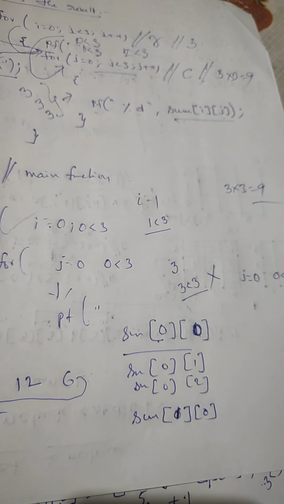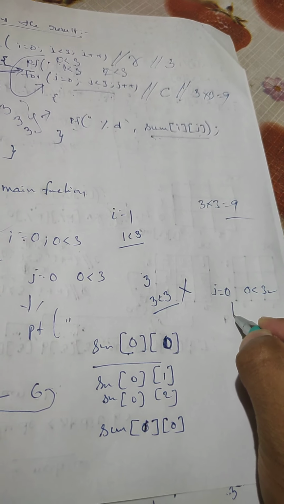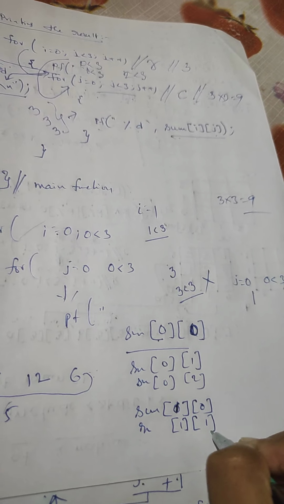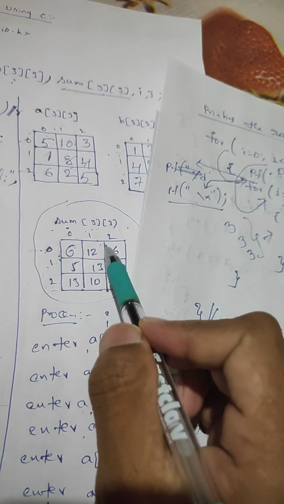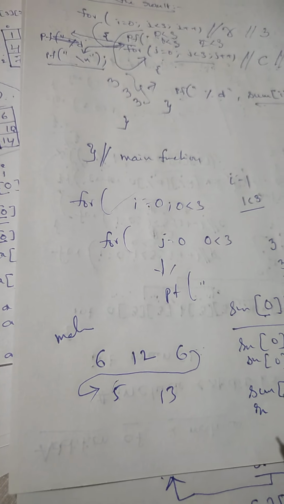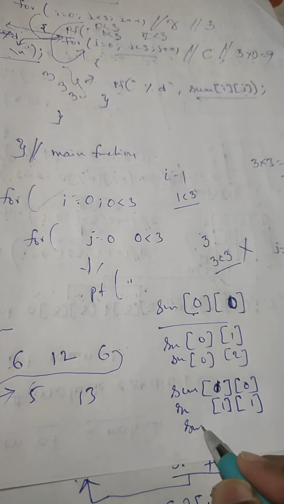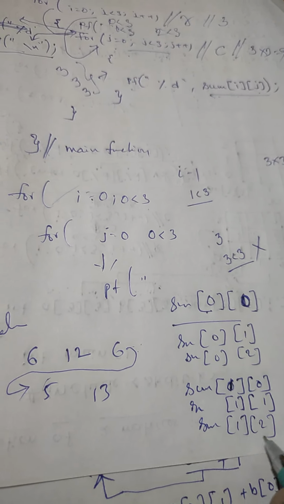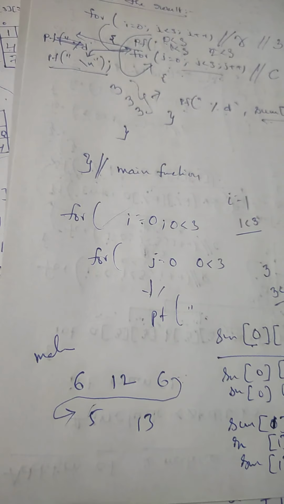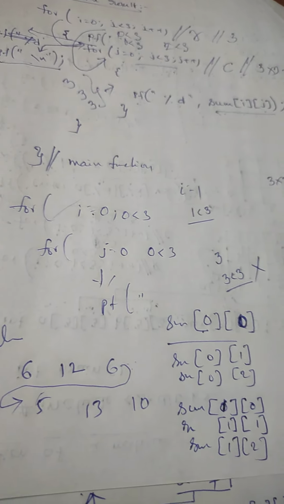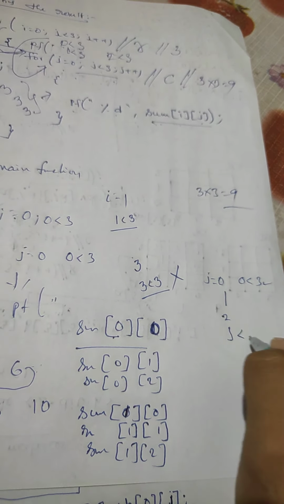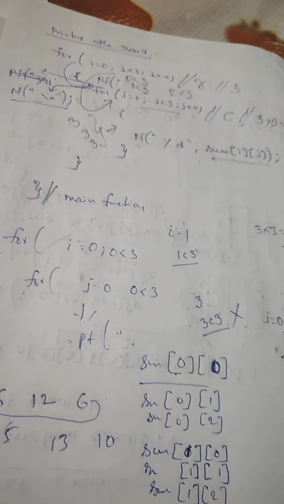And next, the j value is incremented by 1. So in that case, sum of 1, 1. Sum of first row, first column, result is 13. Next, the j value is incremented by 1. So that is sum of first row, second column. So what is the first row, second column value? It is 10. 10 is stored here. Next, j value becomes 3. 3 less than 3, condition false. Then the controller goes to i plus plus.